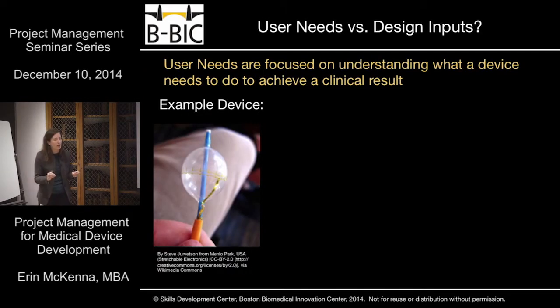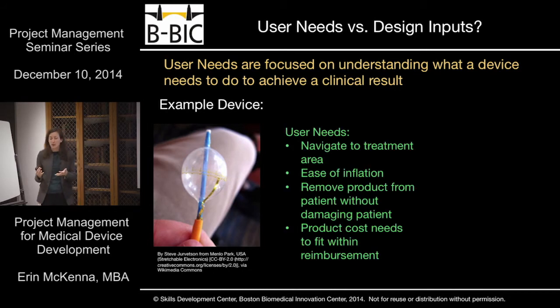But before we do that, I want to go through a little bit more what I mean by a user need versus a design input. And this is an issue that I think I've definitely struggled with personally, and I've seen other people struggle with. So I've pulled an example device of the balloon catheter here. At a high level, user needs should be focused on more qualitative things. They're going to need this catheter to be able to navigate to wherever they're treating. They have to be able to inflate the balloon once they get there, so that has to be, probably, not too difficult for them to do.